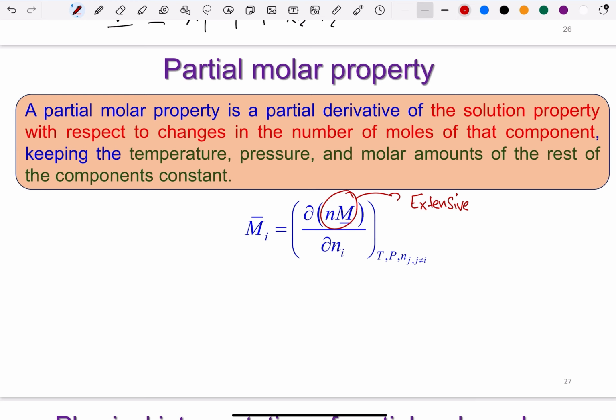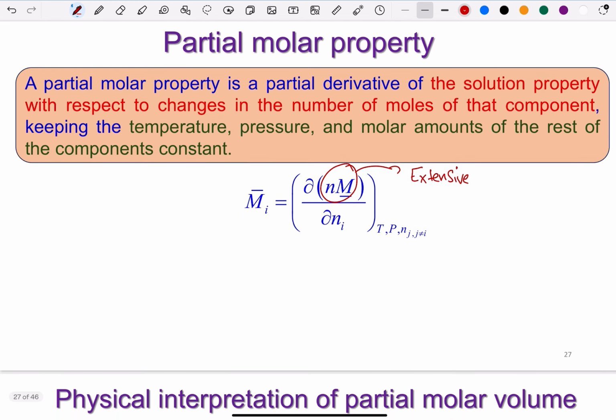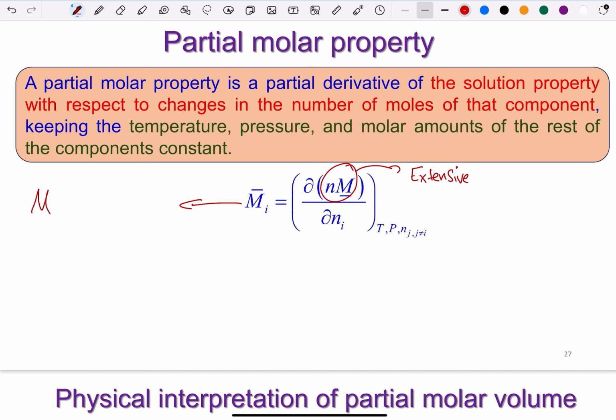And once we define it like this, you will see that it's going to satisfy this requirement, and another one which is very important. Basically, I'm going to show you how you get a mole average of a property from partial molar properties using that definition, okay?